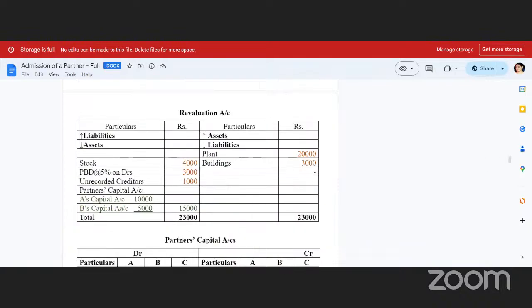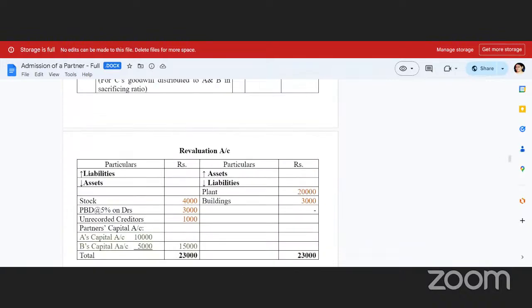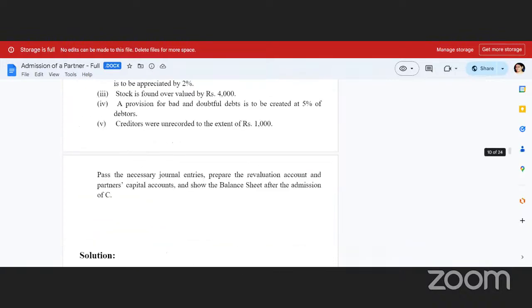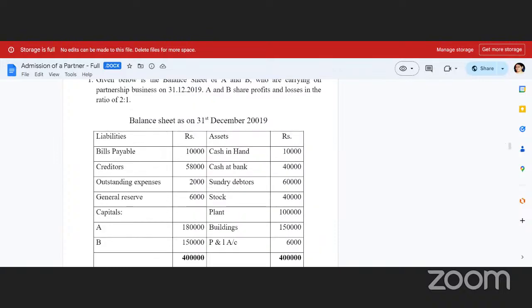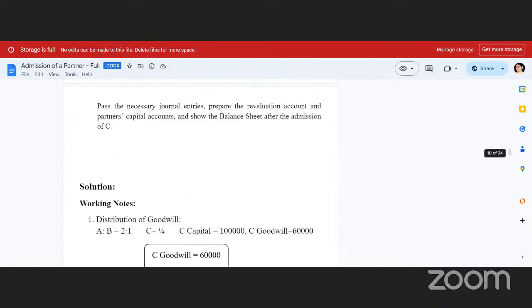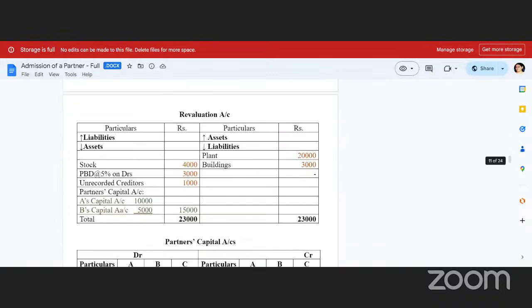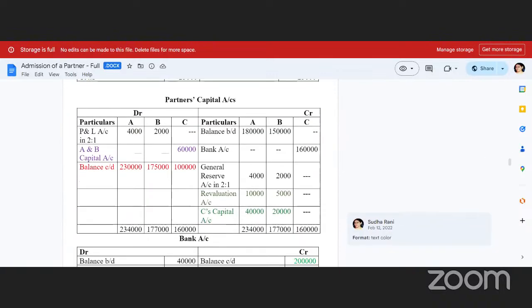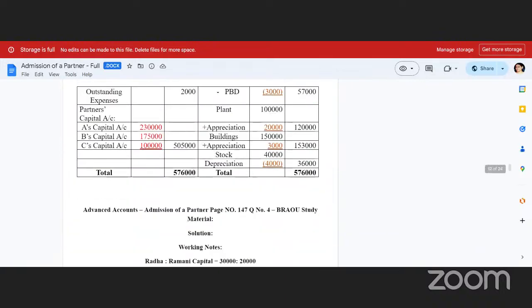Whatever changes are made, we either change the value or we don't take it. Next, what is there in the new balance sheet? General reserve. Have we taken it anywhere? In revaluation? No. In the capital account of the partners, we took it. We already took the general reserve in the capital account of the partners, so it will not come in the new balance sheet.